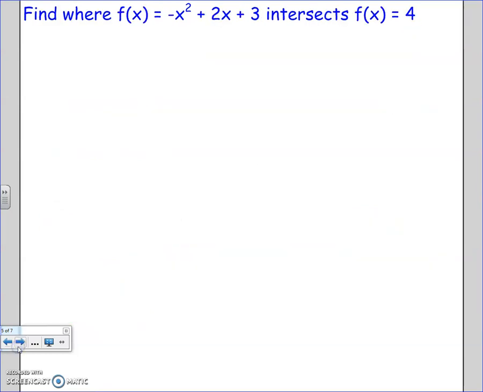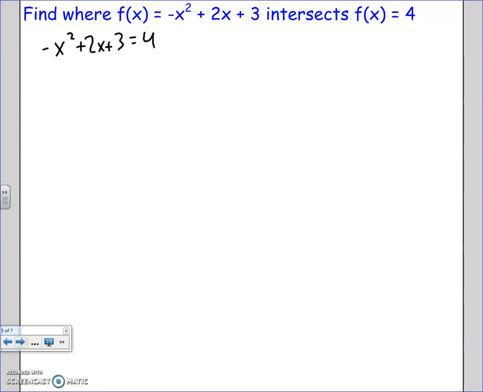So here's another one. Find where f of x equals negative x squared plus 2x plus 3, that's a quadratic, intersects f of x equals 4. That's a linear, that's actually a constant. Since it's already y equals, we're going to set them equal to each other. Negative x squared plus 2x plus 3 equals 4. This is quadratic.